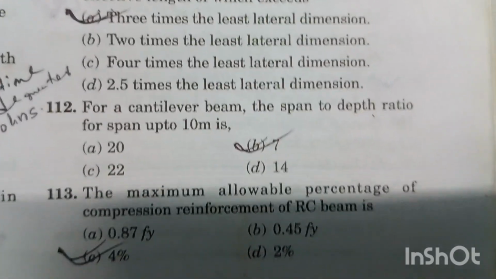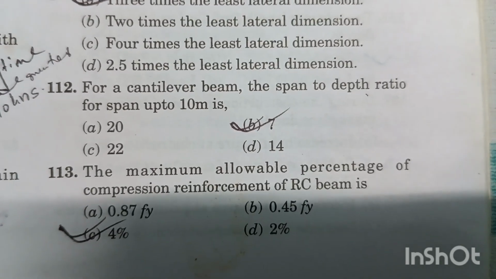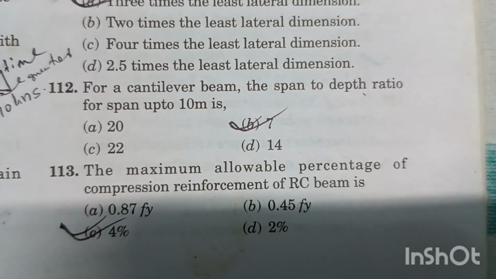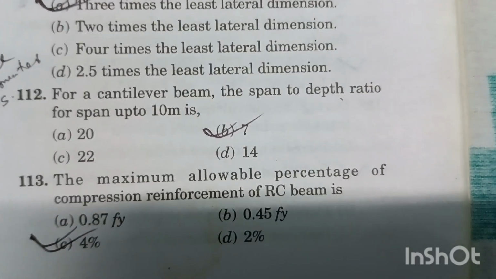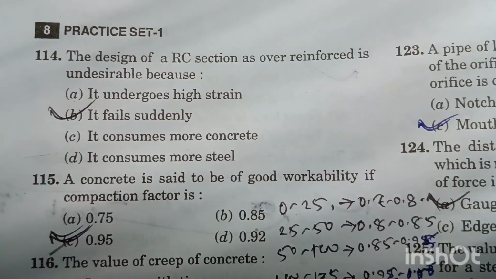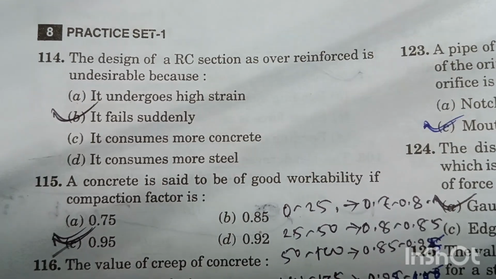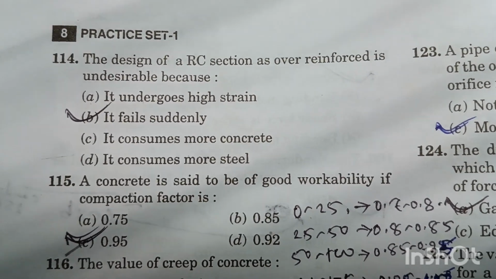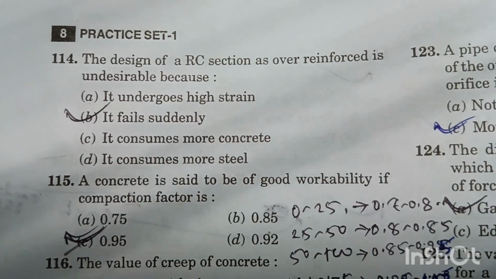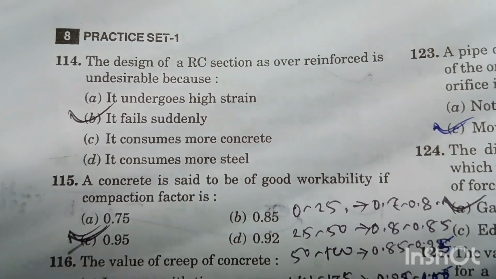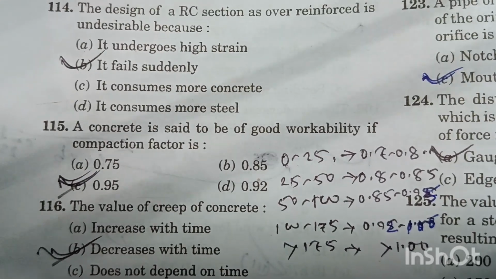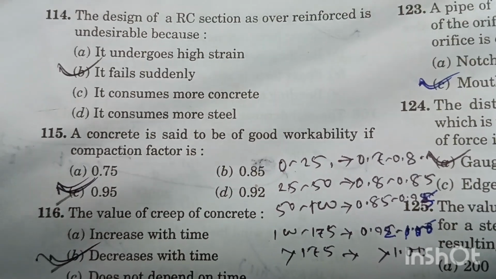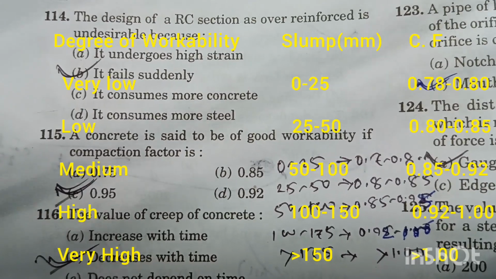Question number 113. The maximum allowable percentage of compression reinforcement of RC beam is 4%. Option C is the right answer. 4% of gross cross-sectional area. Question number 114. The design of a RC section as over-reinforced is undesirable because it fails suddenly. Option B is the right answer. Question number 115. A concrete is said to be of good workability if compaction factor is 0.95. Option C is the right answer.